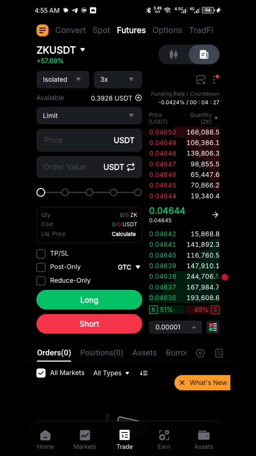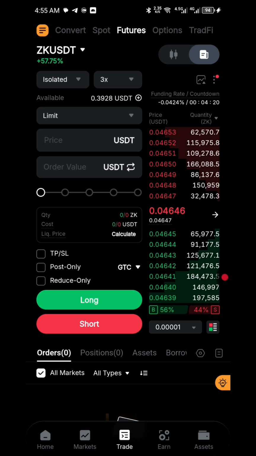So if I'm using $20, that $20 times 3 will be $60. So I'm trading the market with $60. Out of that $60, if I'm looking at making 10%, 10% of $60 is what? $6, right?